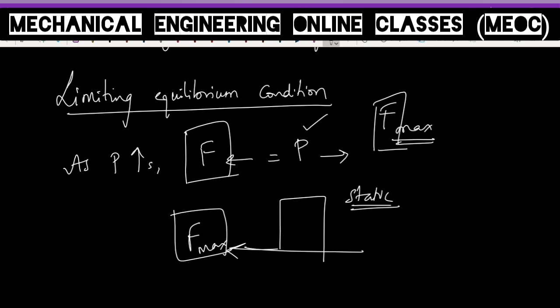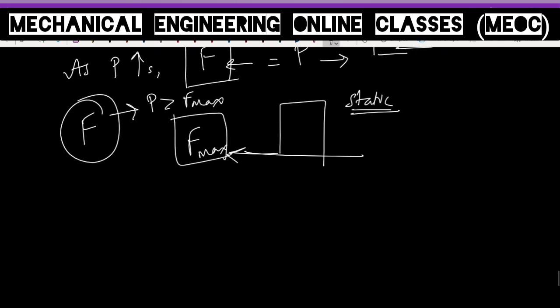Now our friction will come down from F max to some F, but this F is called kinetic or dynamic friction because the body is already in motion. This is happening when P is greater than F max. If Fk is the kinetic friction, denoted as Fk, and the highest friction possible under static condition is Fs, then this F max, the maximum static friction, is always greater than the kinetic friction.